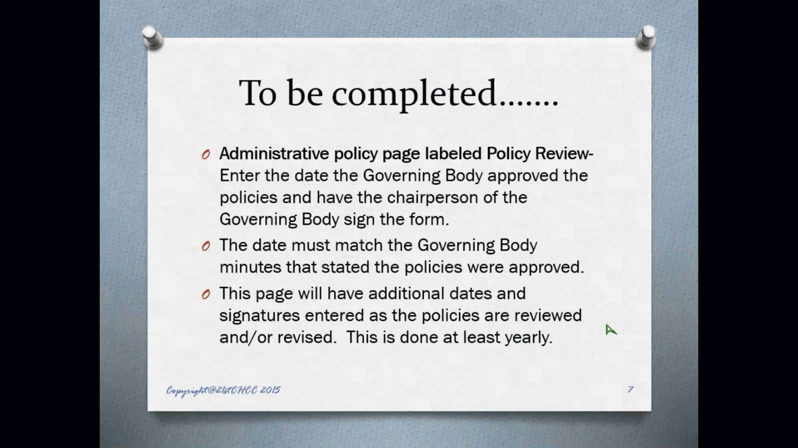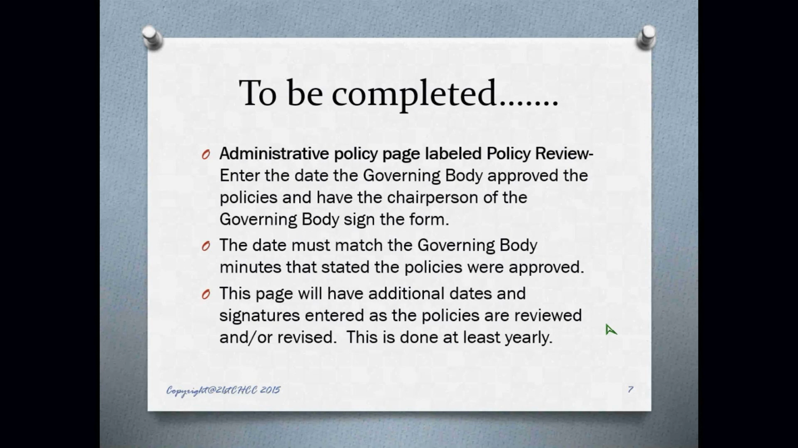So part of your checklist tells you a number of policies that will need to be completed. The first one that will need to be completed in the front of your administrative policies is your policy review page. Your policies need to be reviewed, and this page needs to be dated and signed at least once a year. The person that's going to sign this page is the chairperson of your governing body. The date that's going to go on that page with that signature must match up with your governing body minutes.